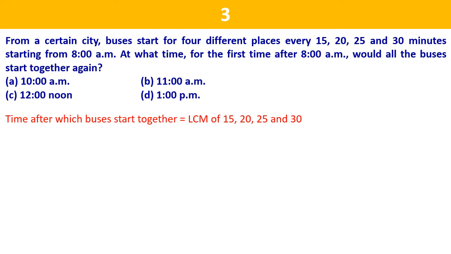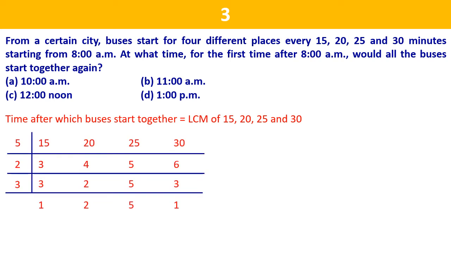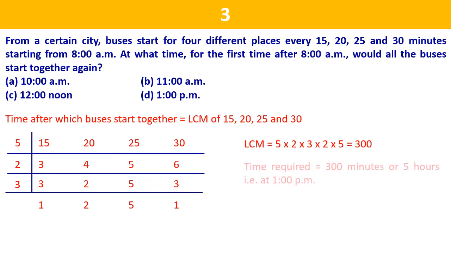So LCM can be found either by the method of long division or by the method of factorization. So here if I do long division, it will appear something like this. The LCM of these four numbers will be 5 into 2 into 3 into 2 into 5, that is equal to 300. So the time required for the buses to start once again will be 300 minutes, or 5 hours. So count 5 hours after 8 am. It will be 1 pm. So option D will be the correct answer.